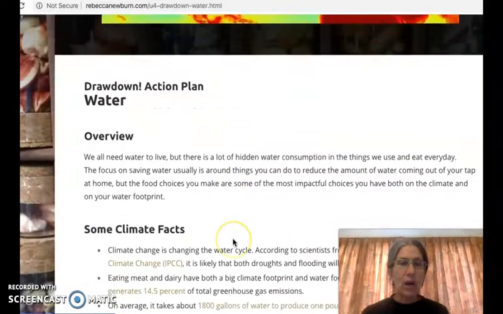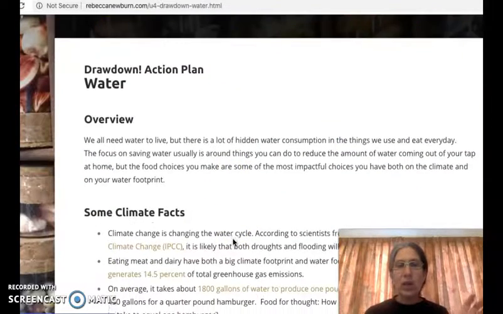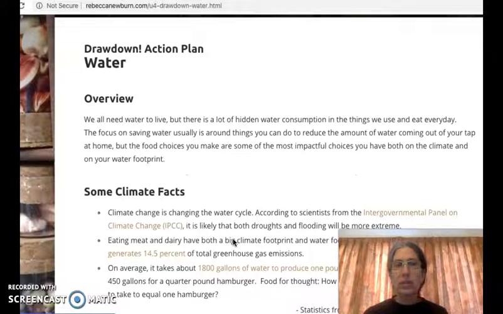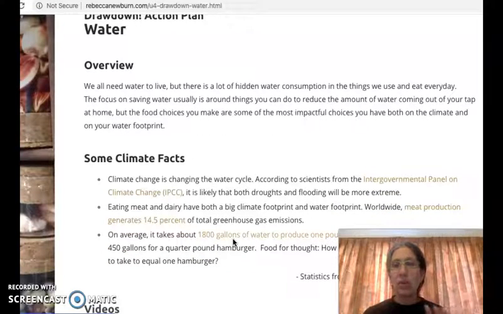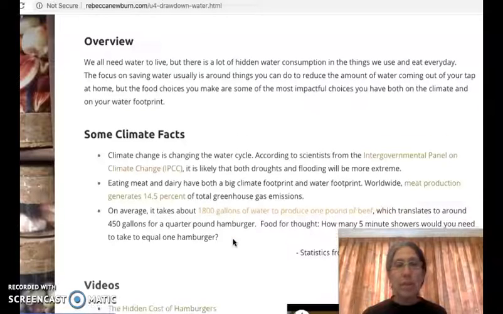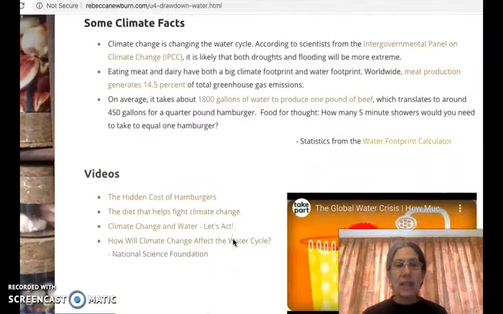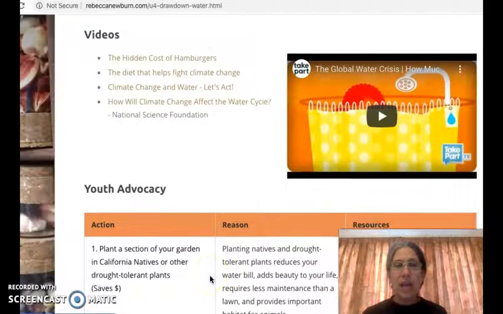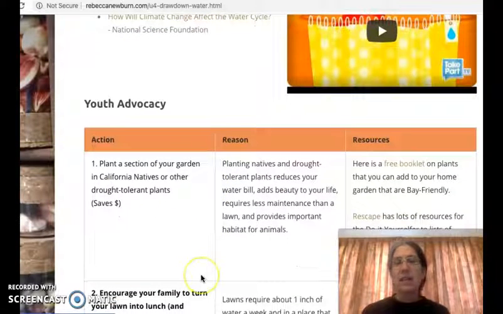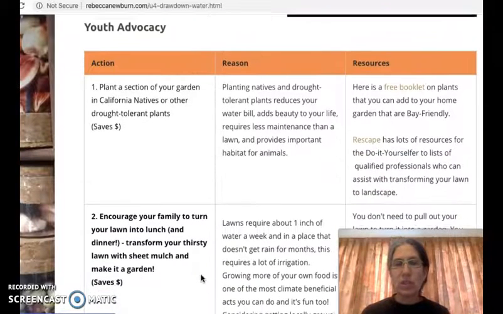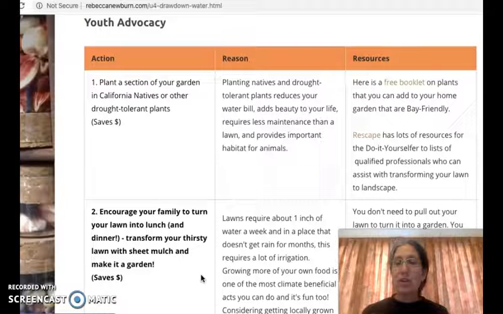And so in each of those weekly units, there's an overview about water and making people cognizant that their water footprints also have energy footprints associated with them. And then some carbon facts, and then some videos that might help them dive a little deeper. And then if they're doing advocacy, thinking about what is the action? What would be the reason you'd want to do this particular action? And then some resources to support them so that when they're having a conversation with their parents or their guardians, they're really coming from that claim, evidence, reasoning piece.